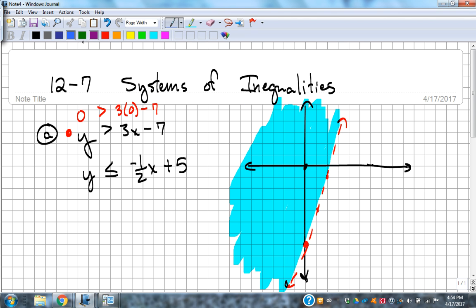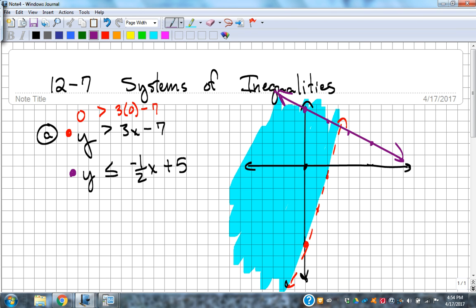All right, so I'm going to graph the other one. We'll do purple. Y-intercept 5, slope of -1/2, down 1, right 2, down 1, right 2. And then it's a solid line because it has the equal to mark. It's important.